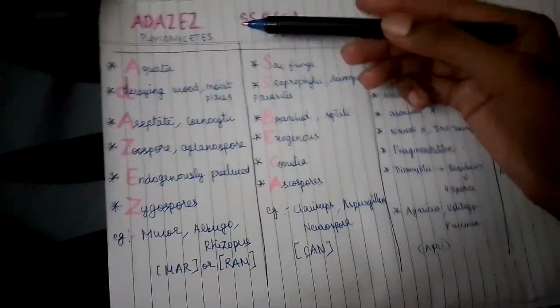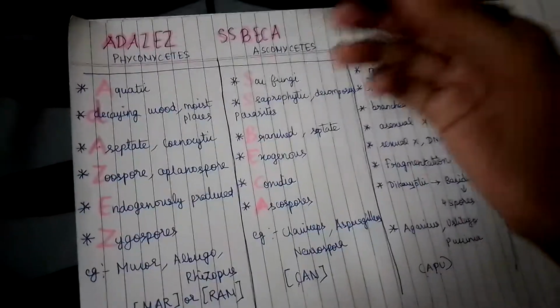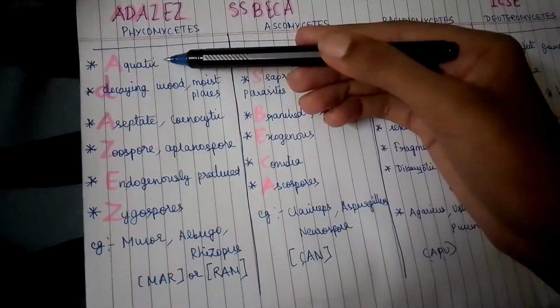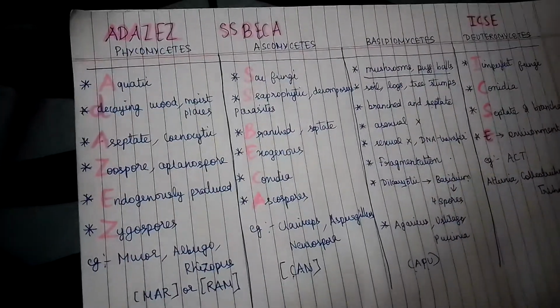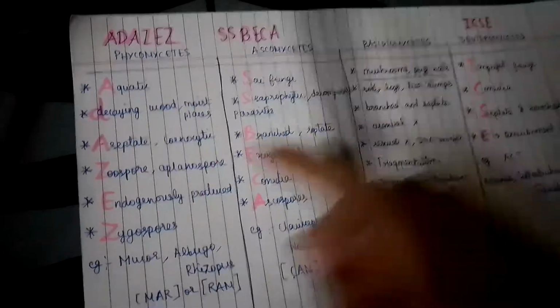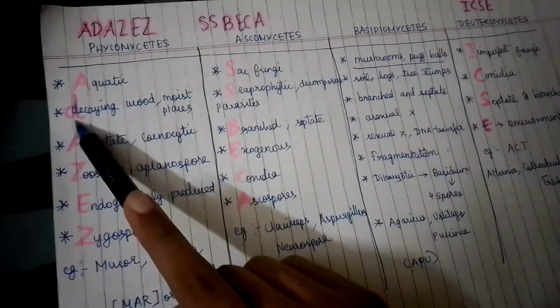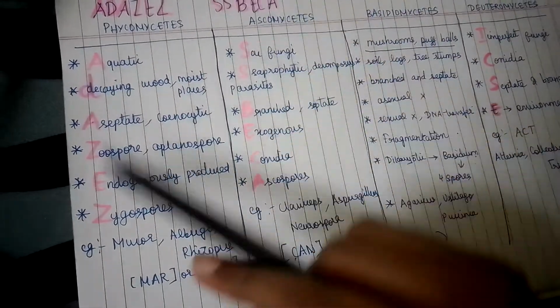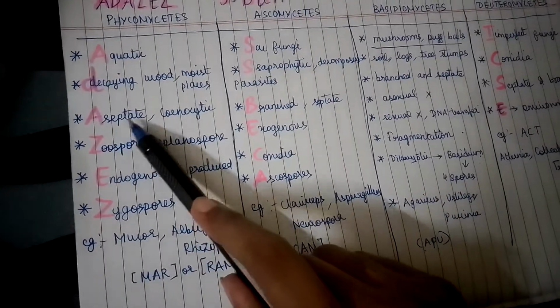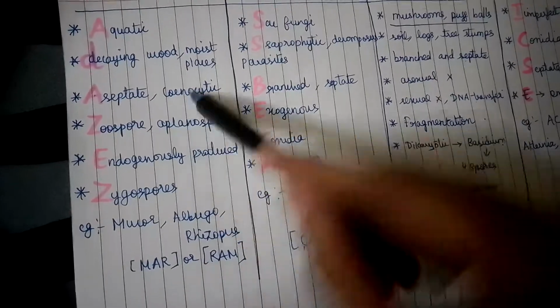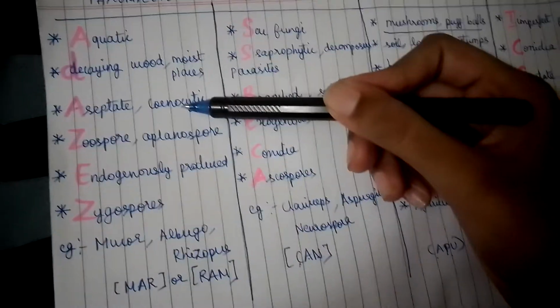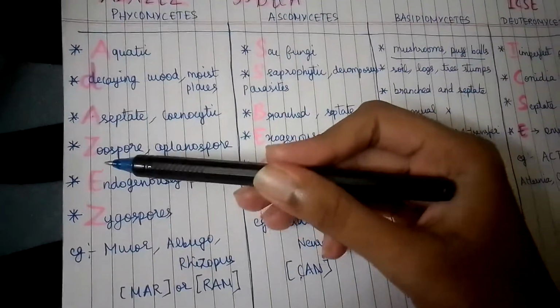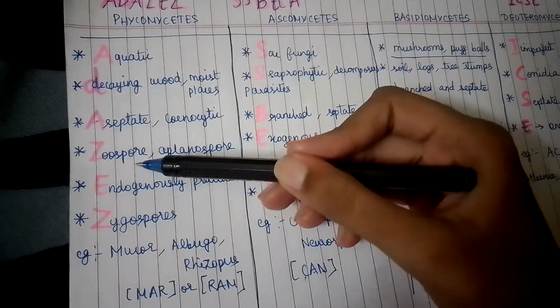First, let's talk about phycomycetes. A for aquatic. Most of the organisms are generally aquatic, so they are found in aquatic habitats. D, they are found on decaying wood, in moist places. And A, they are aseptate, and they are cenocytic. Cenocytic means multinucleated.